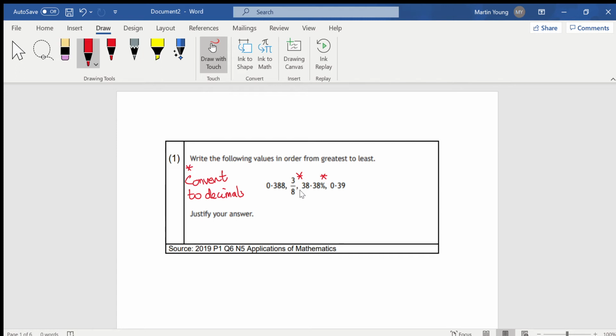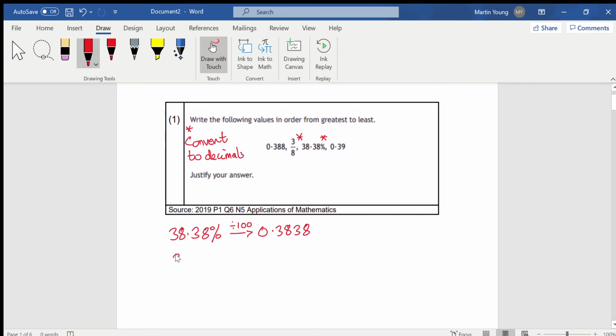Right, so let's just start off with the easiest one, and that's probably the percentage. So I need to convert 38.38% into a decimal. To do that, you divide by 100. Remember, a percentage is always out of 100 as a fraction, so that's the same as dividing by 100. Move the decimal point 2 places to the left, so it's going to be 0.3838.